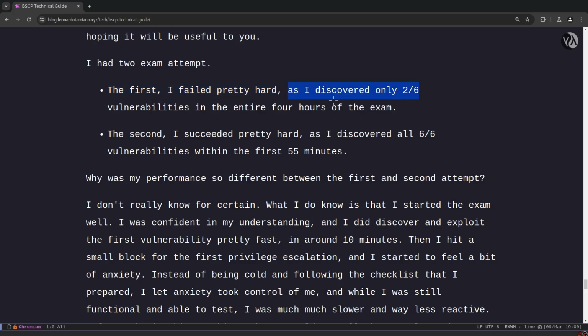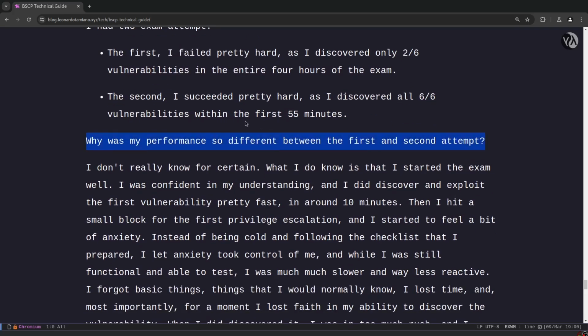And specifically, I discovered the first 2 vulnerabilities for the first application. So in app 1, I went up until the third step, essentially. But I could not solve the third, and in the second application, I could not even find the first. So it was very disappointing. Now, in the second attempt instead, I discovered all 6 vulnerabilities in the first 55 minutes. So it was a very different experience.